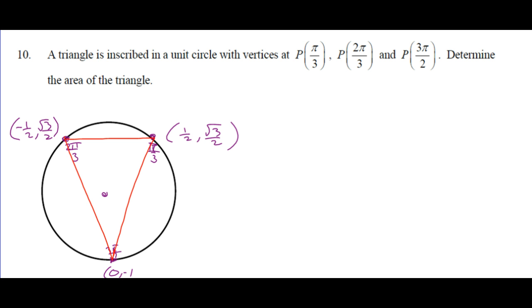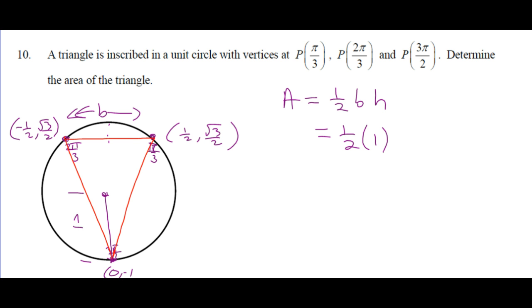Okay, so what's the formula for the area of a triangle? Yeah, so area is 1/2 base times height. So let's call this the base. So how far is it from negative a half to positive a half? 1. Yeah, one. And how far is it from here to there? So let's do this. How far is this? So that's 1. 1 plus. And how far is this?